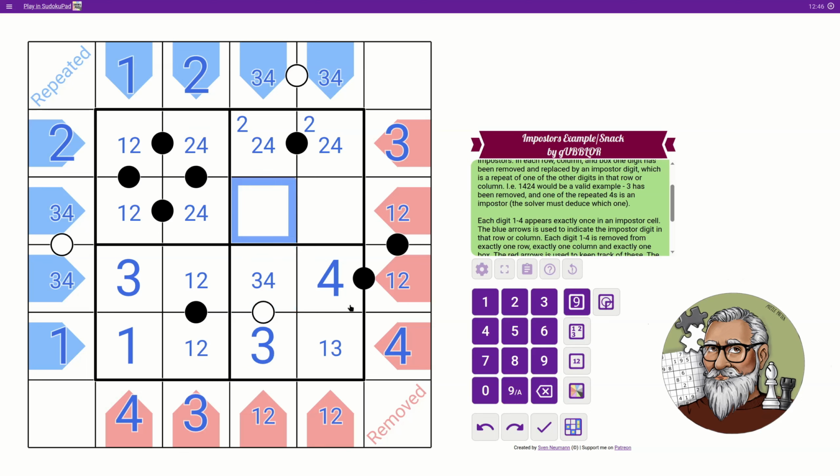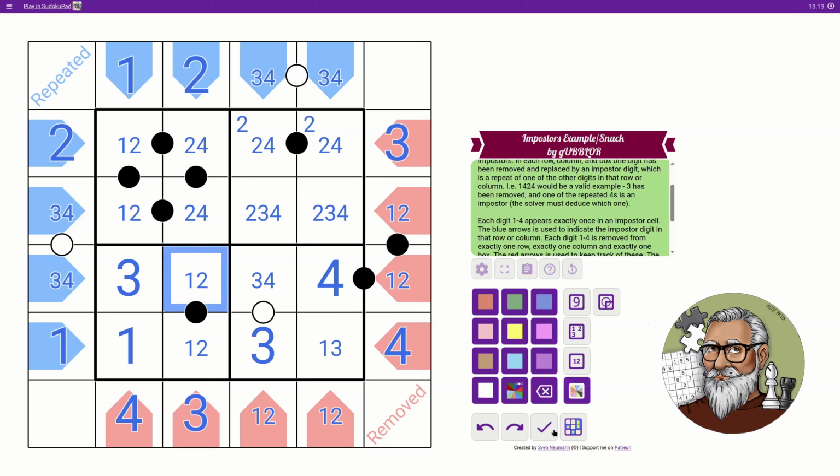I don't know what that means, but I still don't know which one is an imposter. That's quite something, isn't it? Oh, this is 1 and 2, and it can't be anywhere else, so it's this one. Right, so we got the first one. I'm going to use yellow. So that's an imposter. Right. We got one.